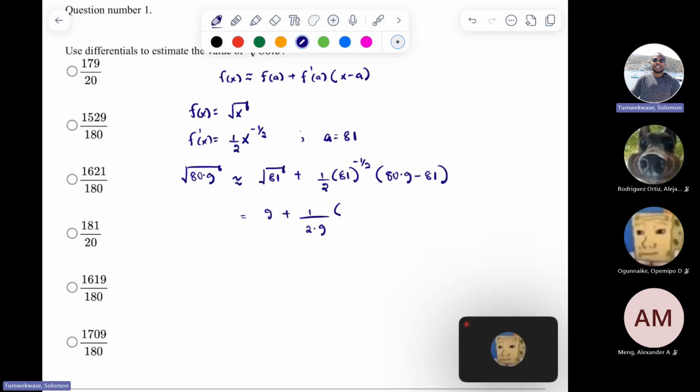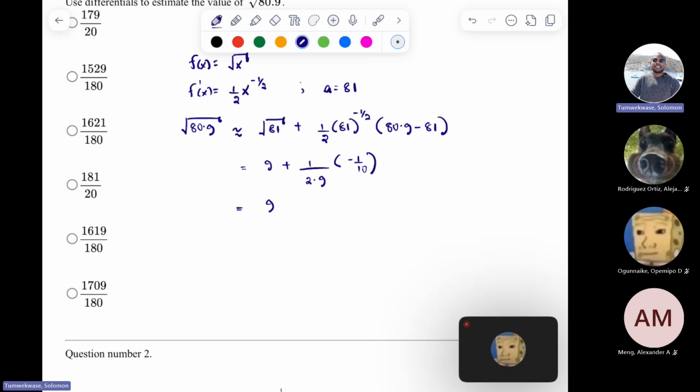This is minus 0.1, or we can say minus 1 over 10. So this is 9 plus 1 over 18, then times negative 1 over 10. So this is 9 minus 1 over 180. Okay.